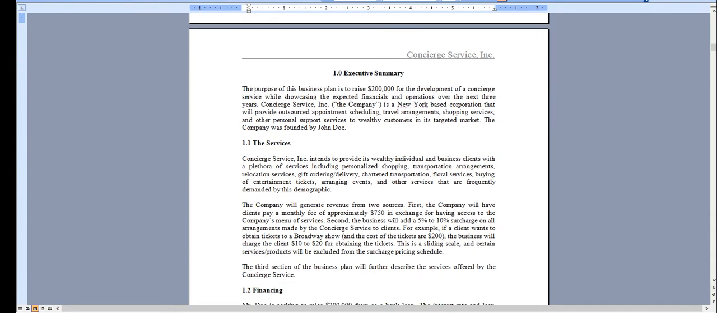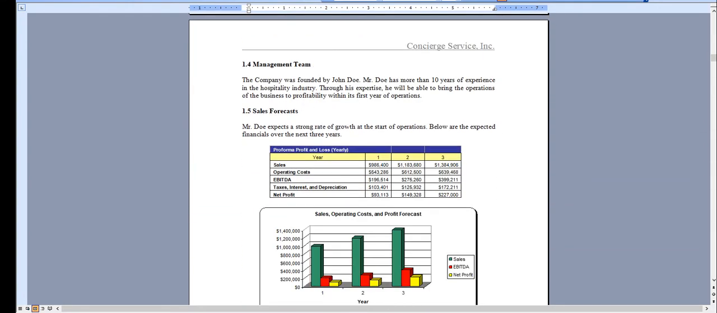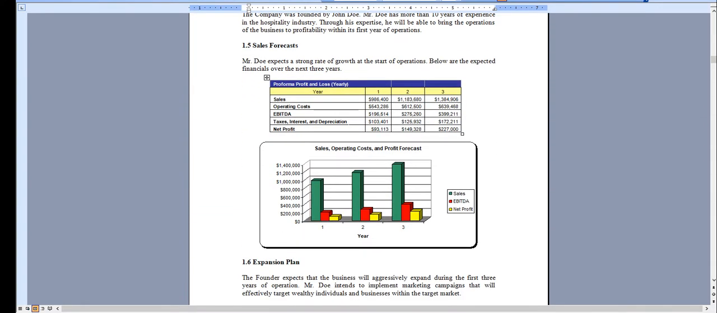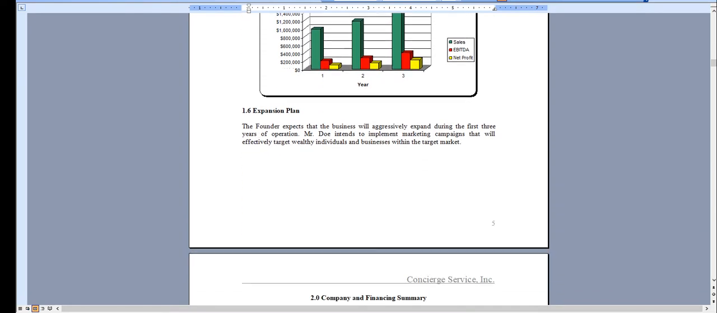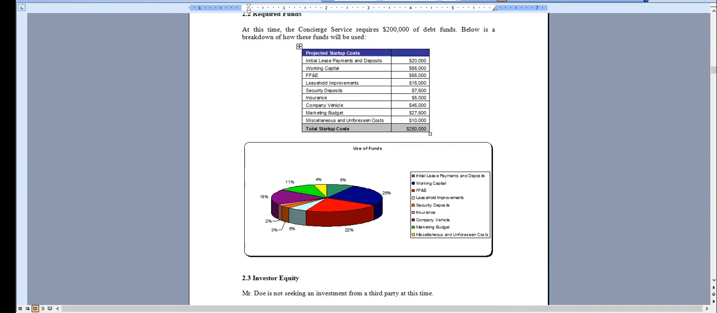It starts with the executive summary outlining the concierge services that you'll be providing. All the charts and graphs that you see can be completely edited or modified specific for your needs. Chapter 2 deals with the amount of money you're looking to raise and how you intend to use those funds.